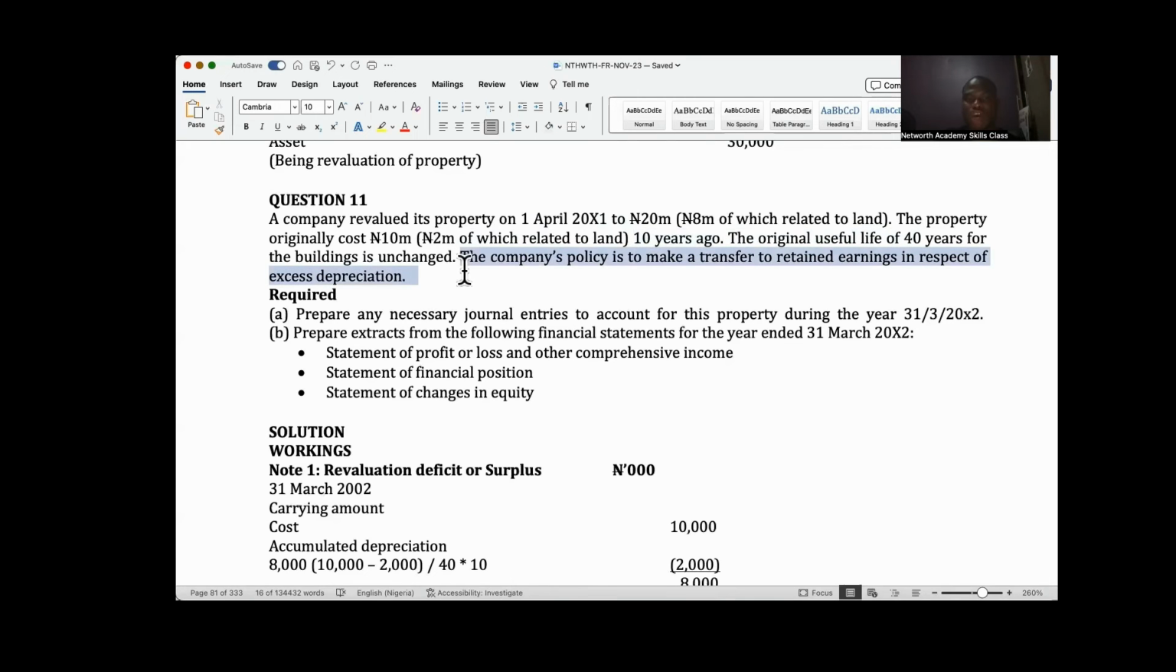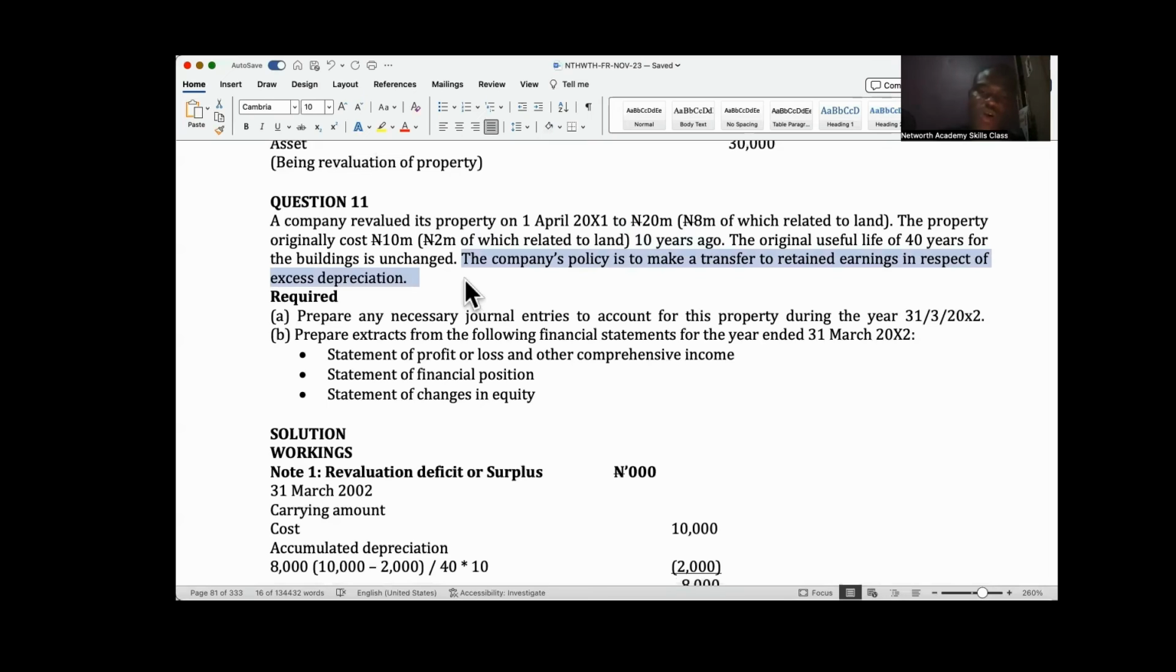Okay, good. That means we have to do excess depreciation since the question told us. I told you that if they don't talk about excess depreciation, that the company's policy is to make a transfer to retained earnings in respect of excess depreciation, don't even go there. That's why I've not even mentioned it since. But now the question has mentioned it in question 11.